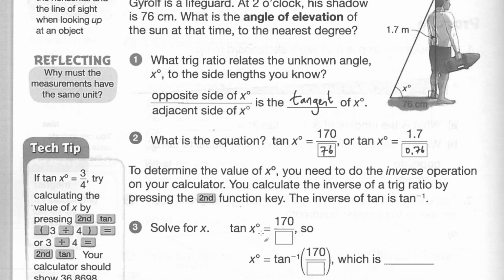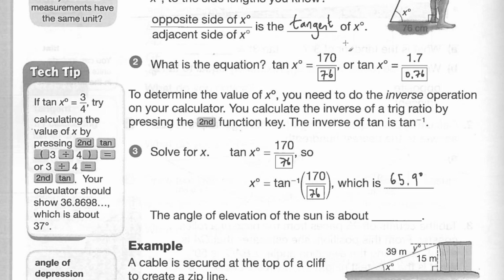So let's solve for x. Tangent of x is equal to 170 over 76. So x on its own is equal to tan inverse, so second tan, and then in the brackets I'll put 170 divided by 76, which is 65.9 degrees. But it wants it to the nearest degree. So the angle of elevation of the sun is about 66 degrees. And that's my answer.